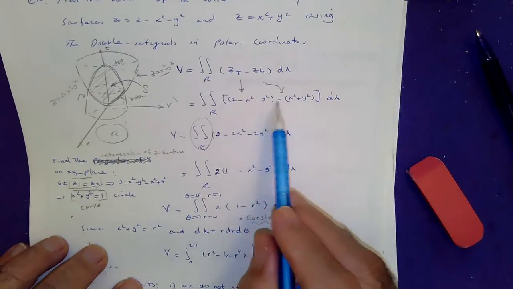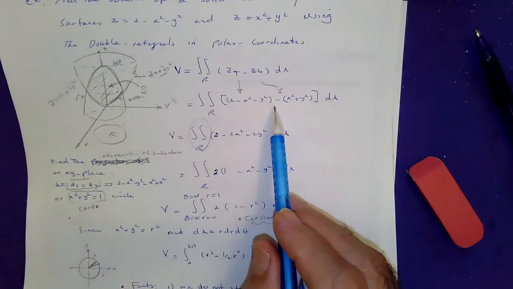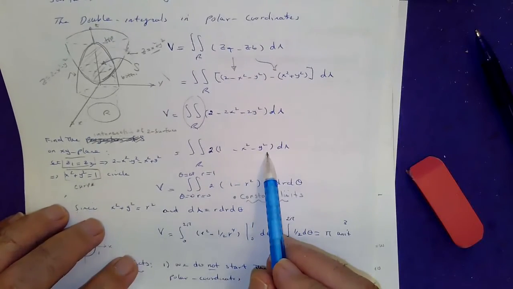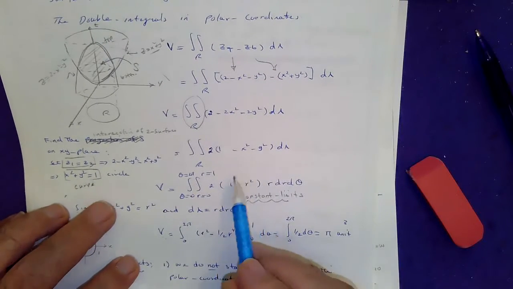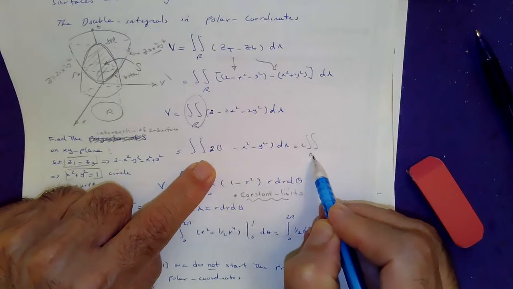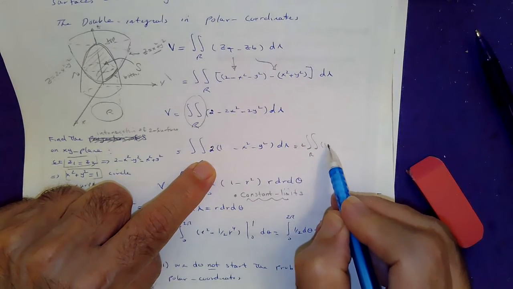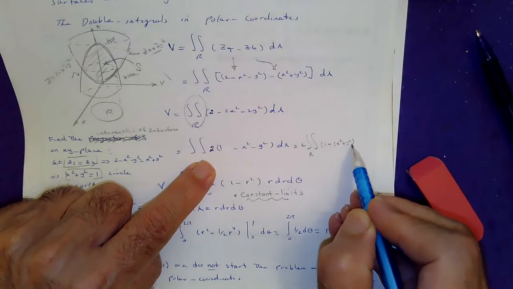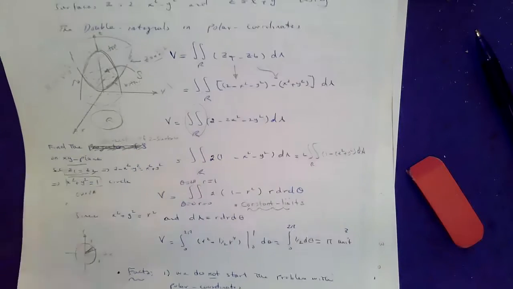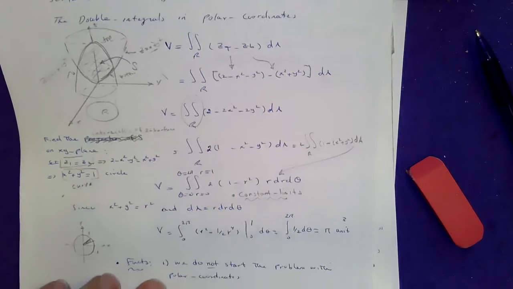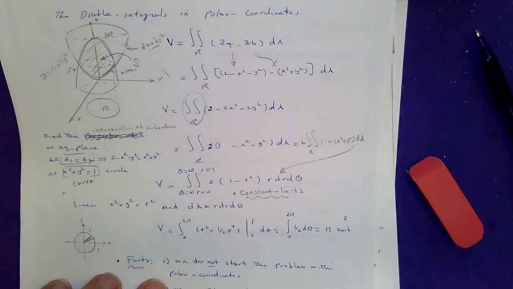So when you perform the subtraction of these two polynomials, you get this. Factor out the 2, you get this. Factor out a minus, you get this. You get 2 times the integral over region R of (1 minus (x squared plus y squared)) dA, correct? You and I both know dA gets to be replaced with r dr d theta.